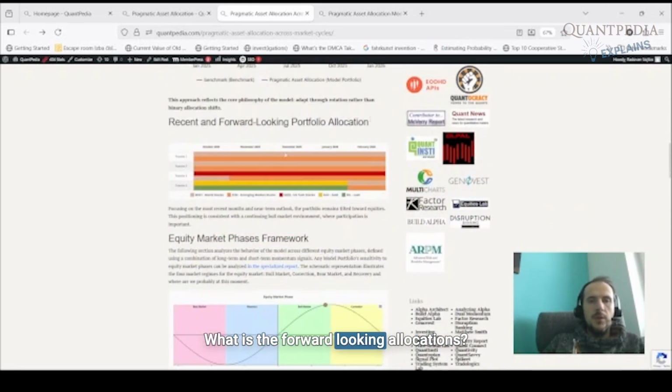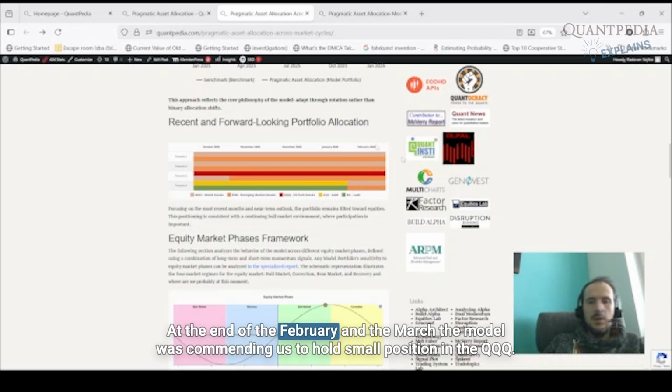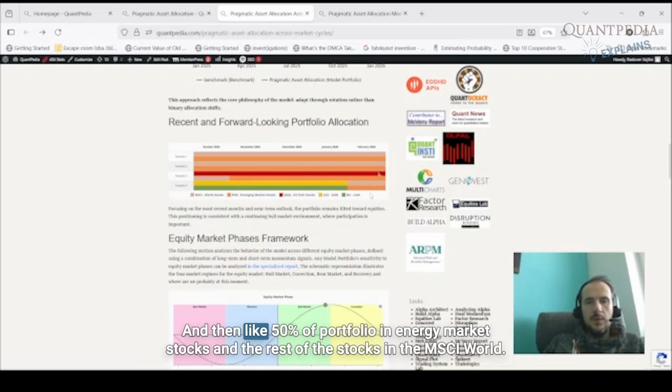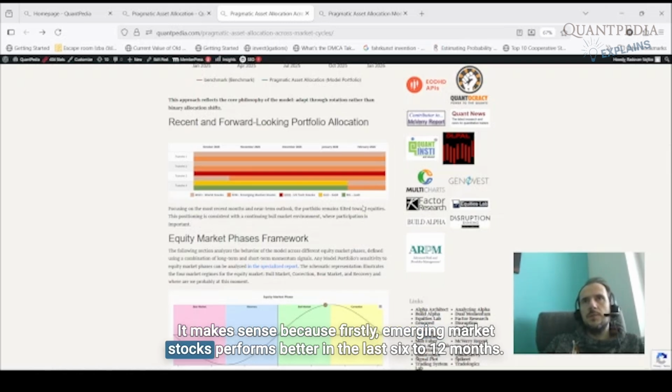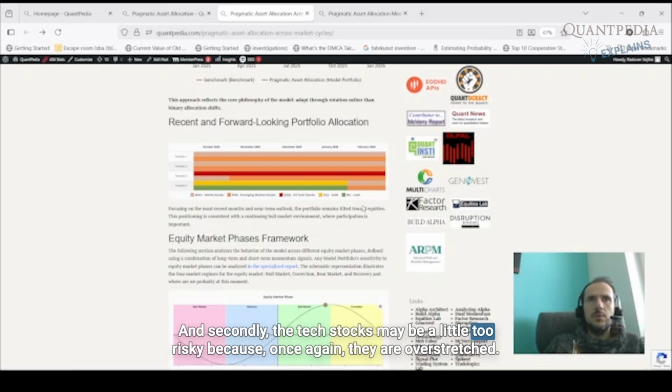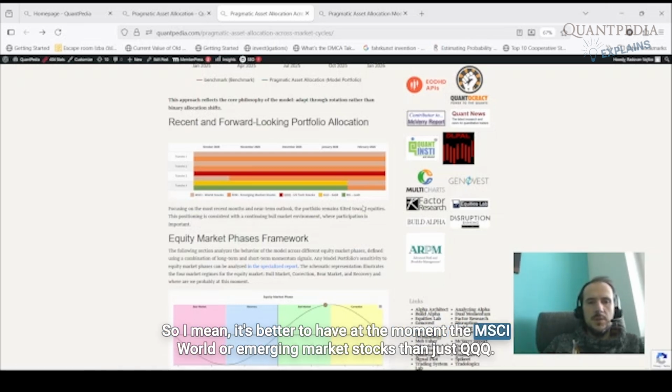What are the forward-looking allocations? At the end of February and March, the model was recommending a small position in QQQ, then about 50% of the portfolio in emerging market stocks, and the rest in MSCI World. So the model is preferring emerging market stocks and not US tech stocks. It makes sense because, firstly, emerging market stocks performed better in the last 6 to 12 months, and secondly, tech stocks may be a little too risky because, once again, they are overstretched. So at the moment it's better to have MSCI World or emerging market stocks than just QQQ.